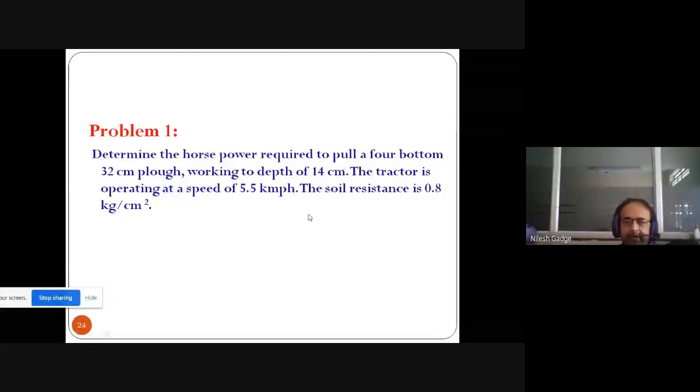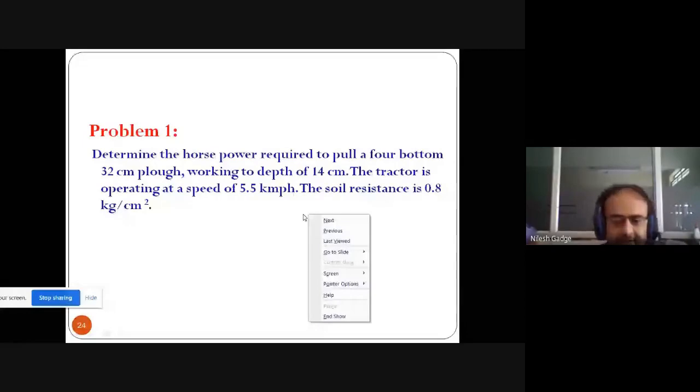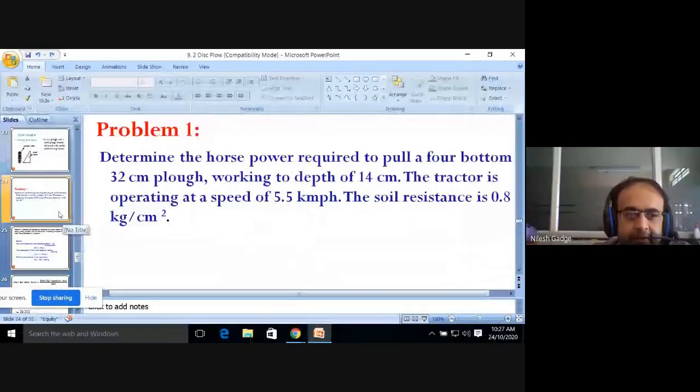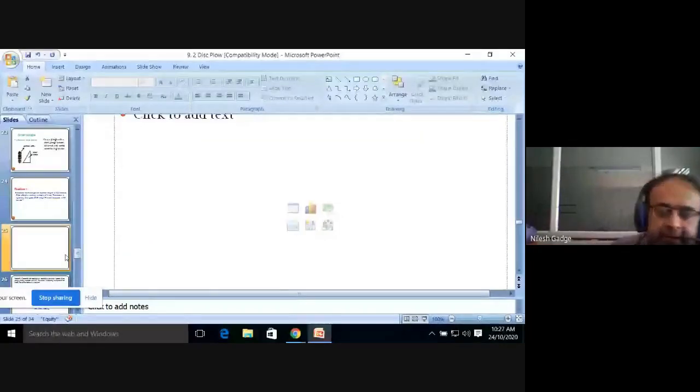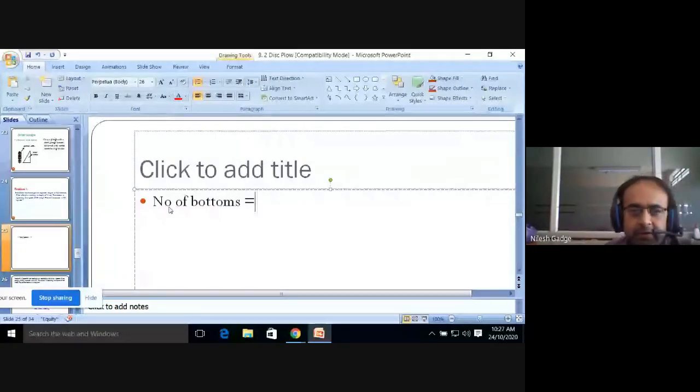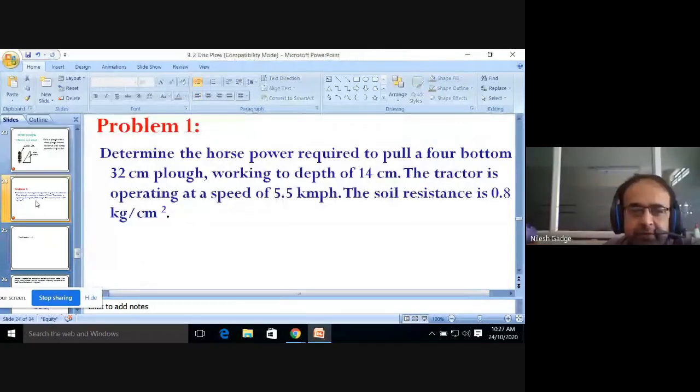So maybe I will add one slide so that you will be able to write the given data. This is the first problem. So you can write the given data like number of bottoms. Number of bottoms of the plow, there are four. Then what is given? 32 centimeter plow means size of the plow. Size of the plow is given.